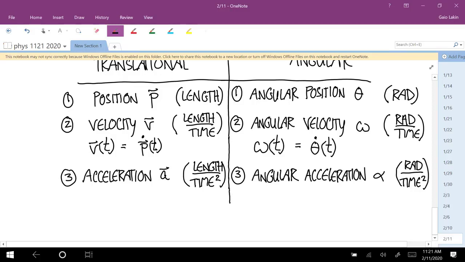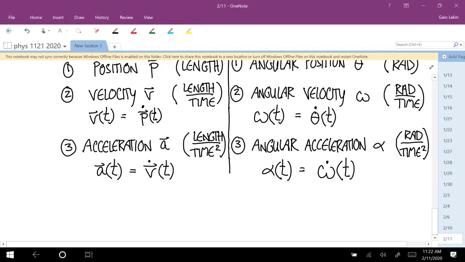The definition of the translational acceleration as a function of time is the time derivative of the velocity as a function of time. So what would you guess the angular acceleration as a function of time is? Maybe the time derivative of angular velocity. That's correct. You get to keep your dog. Okay, so there's a lot of similarities there.